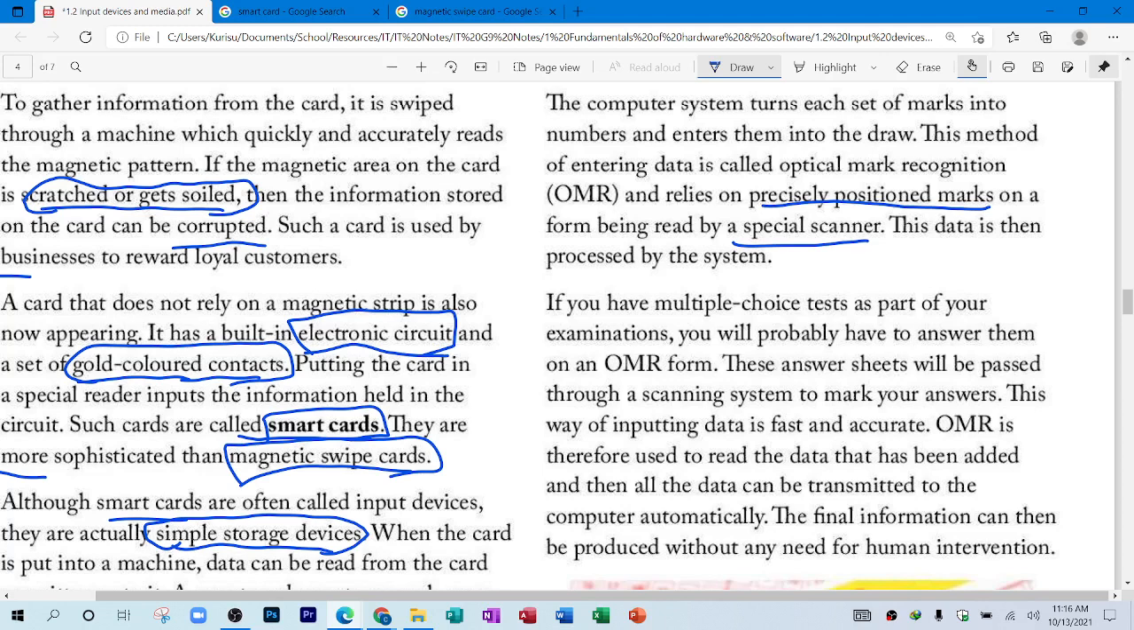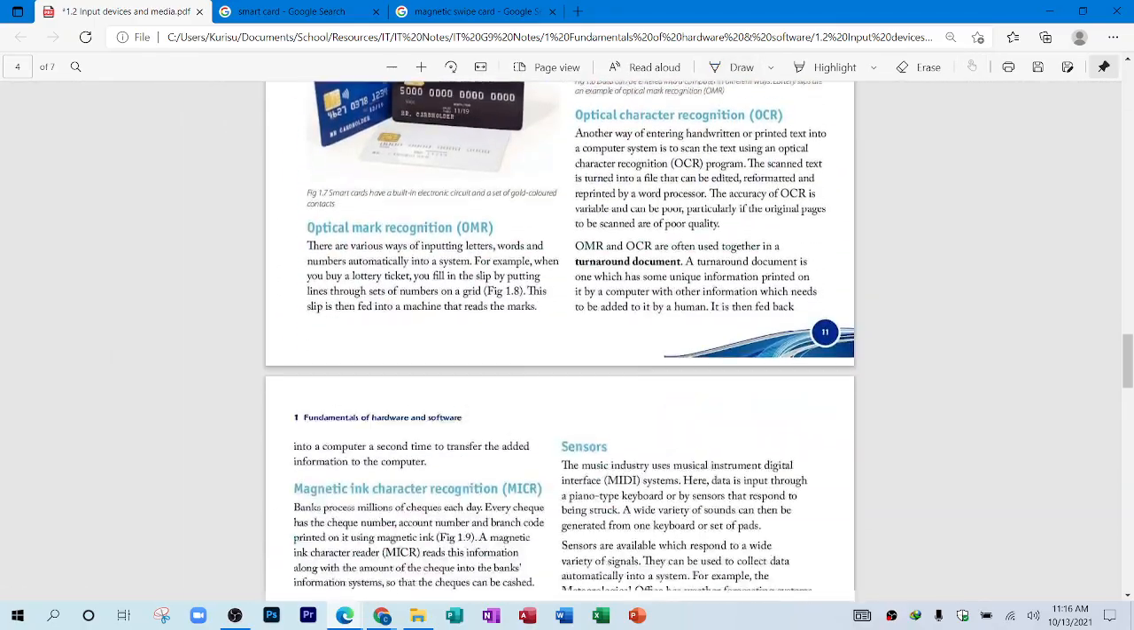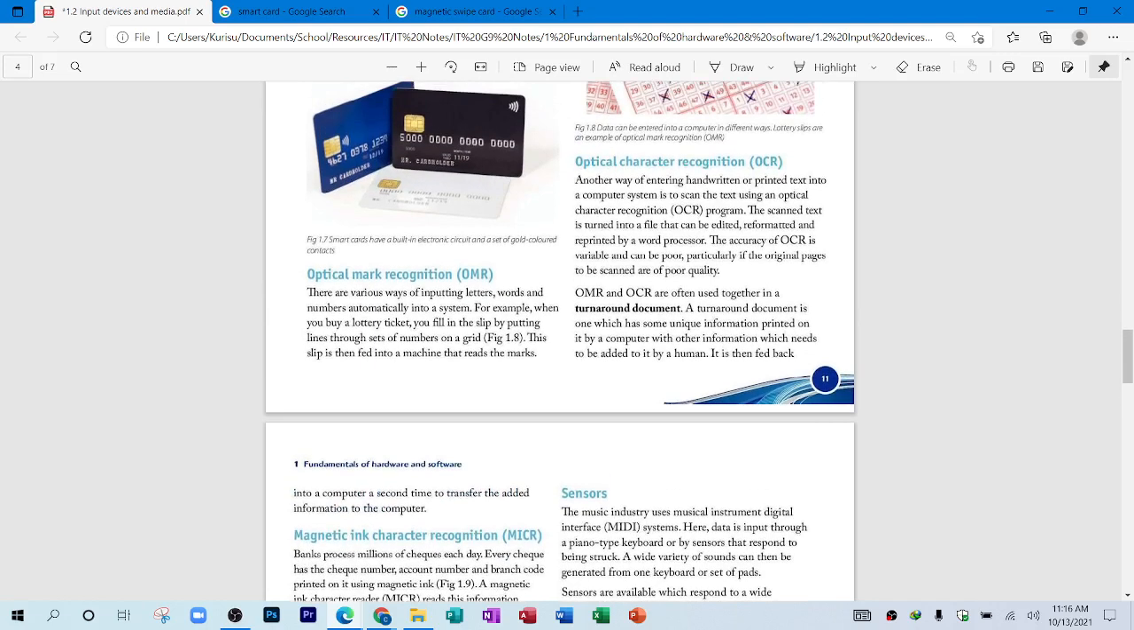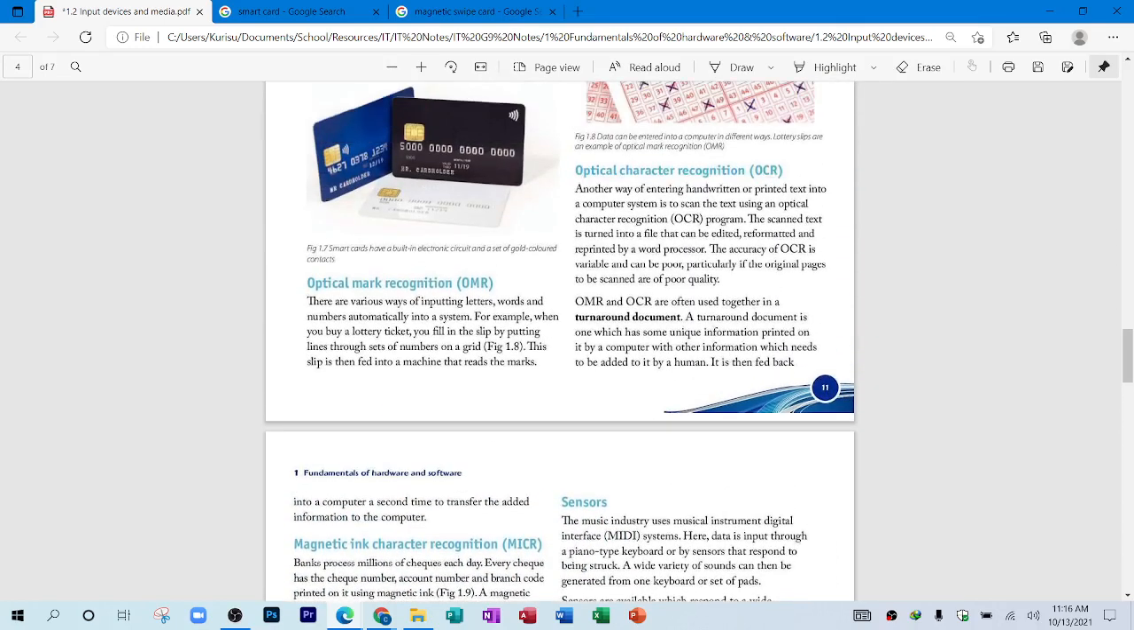Great. So let me zoom out a bit. If you notice, we have about three devices here that we can compare in terms of the acronyms. We have OMR, OCR, and we have MICR. So we have optical mark recognition, optical character recognition, and magnetic ink character recognition. And the easiest way to remember them is to basically remember the name. If you remember the name, it basically tells you what it does.